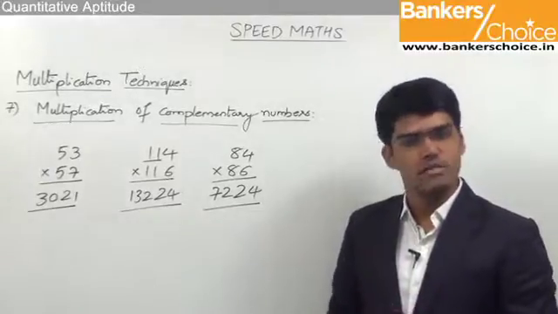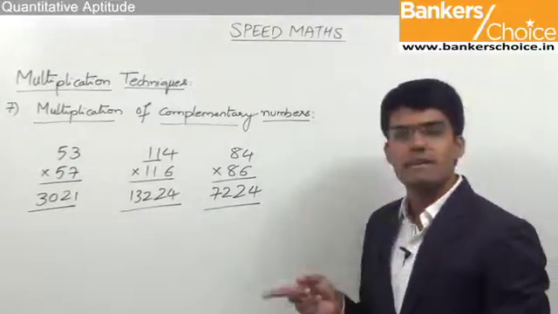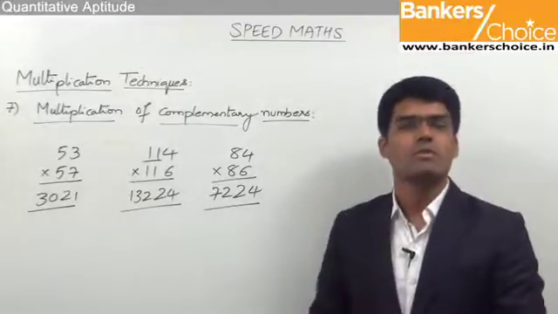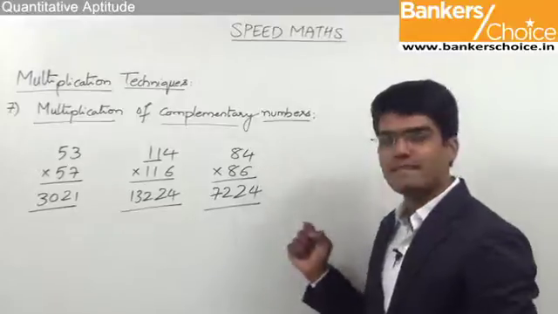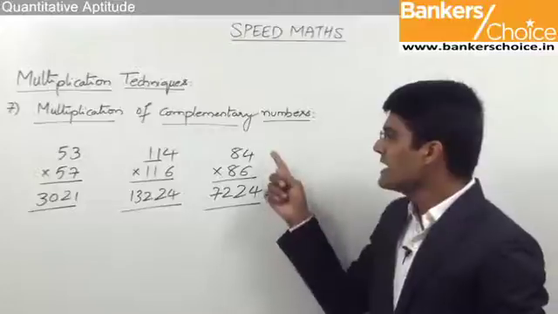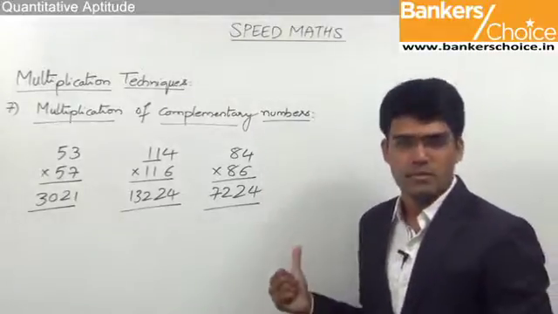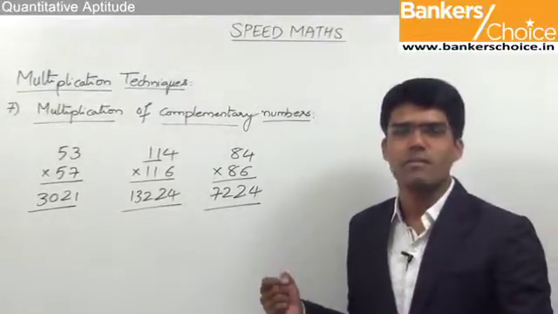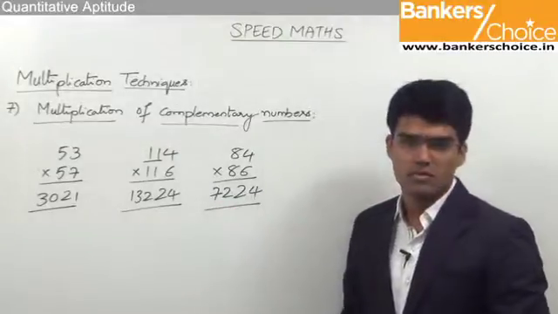And one more point which I would like to mention before we go for the next technique is that in all complementary numbers, we can also go for the a plus b into a minus b equals a square minus b square method. For example, if you look at 84 and 86, this is like 85 minus 1, 85 plus 1. So 85 minus 1 into 85 plus 1 will be 85 squared minus 1 squared. And if you are comfortable in finding out 85 square, that is 85 square will be 7225. So 7225 minus 1 will be 7224.